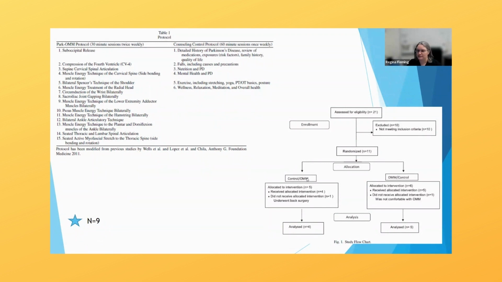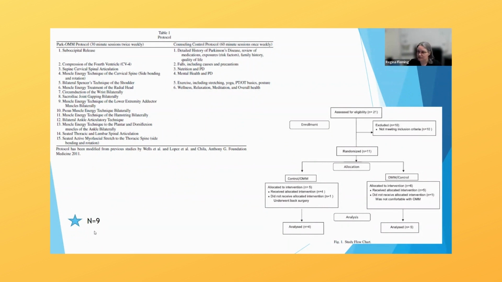Then after completing this control, they did 6 weeks of OMM. This was 2 30-minute sessions where they had OMM. And here's the protocol that they did, that you can review, that they believed would help their patients that suffer from Parkinson's disease. I will also point out that a lot of it has to do with circumduction of the wrist, so it has to do with joint mobility as well. That was basically their control group and then the OMM. And then they have the other arm that started with OMM for the first 6 weeks and then did the counseling for the next 6 weeks.